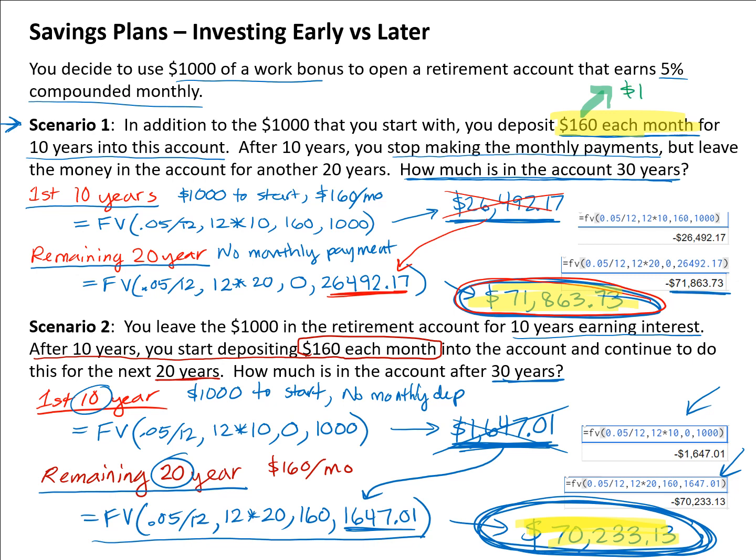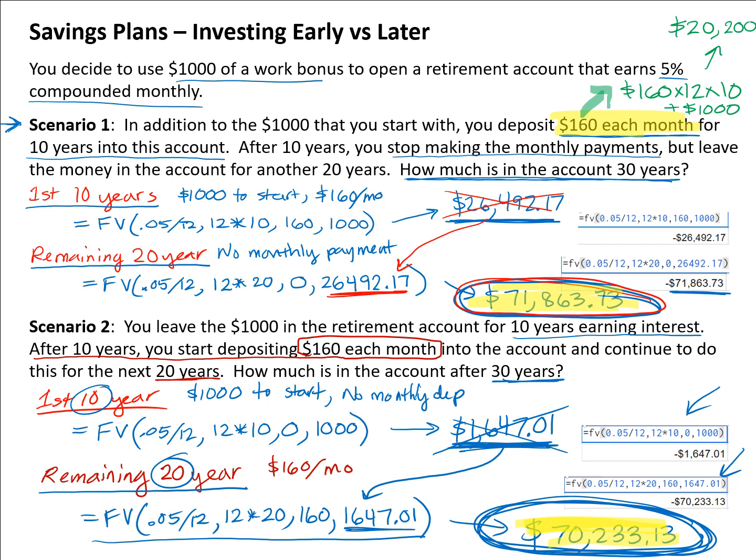So that's $160 times 12 times 10, which ends up being about $19,000. And then with the initial $1,000 ends up being just over $20,000 that I've deposited in the account. It comes out to $20,200 when you add that 1,000 in.